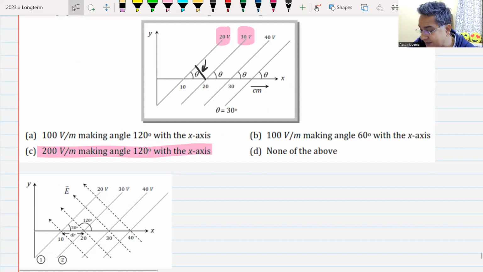The electric field lines would be going like this. Everyone understands it? Yes or no? Yes, sir.